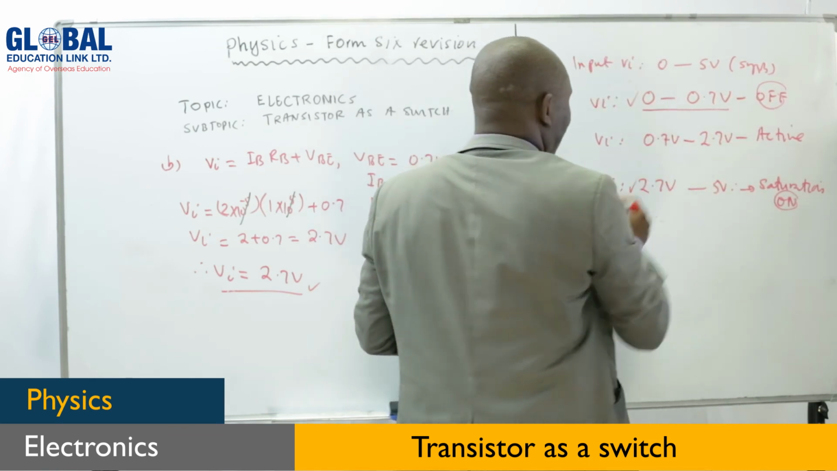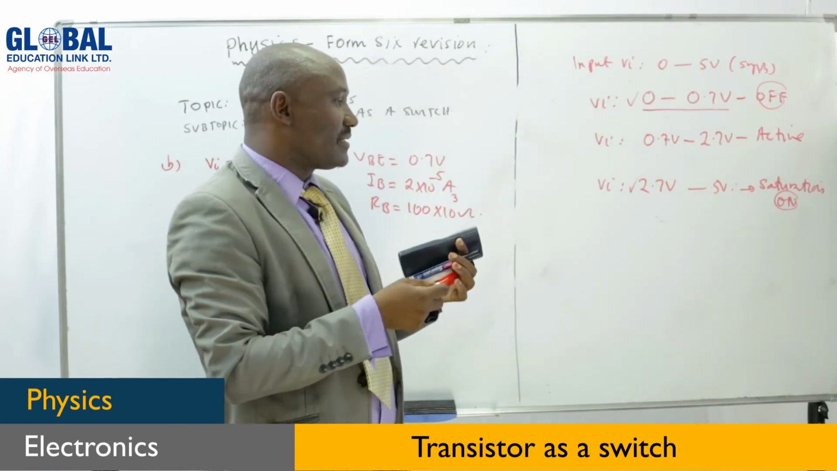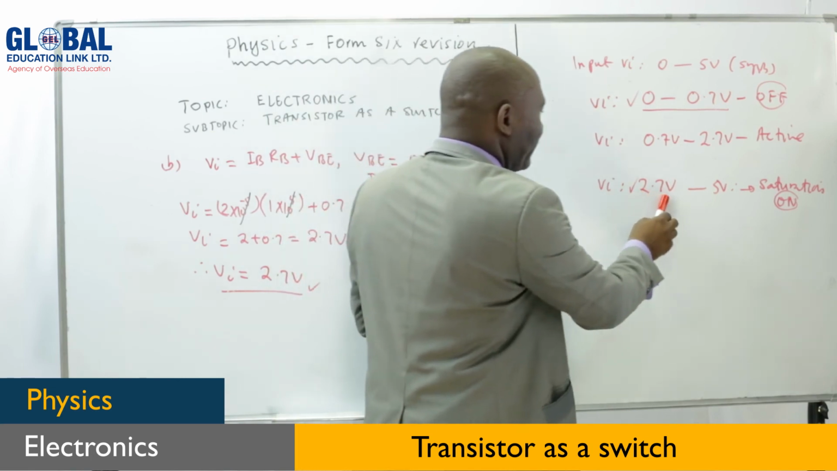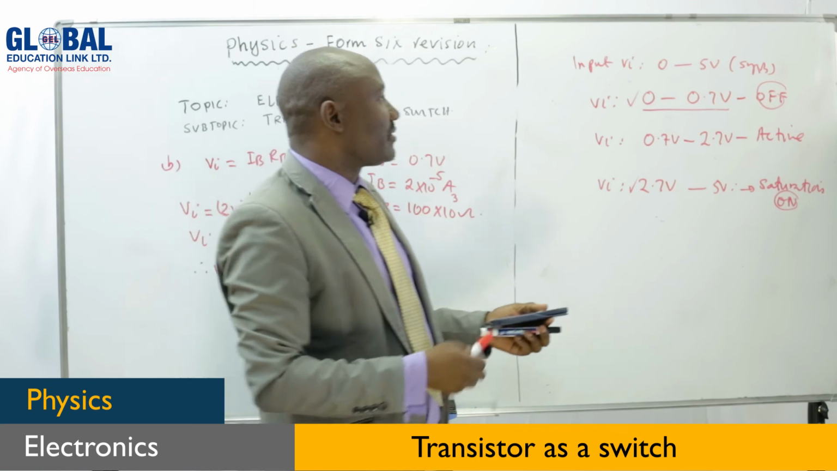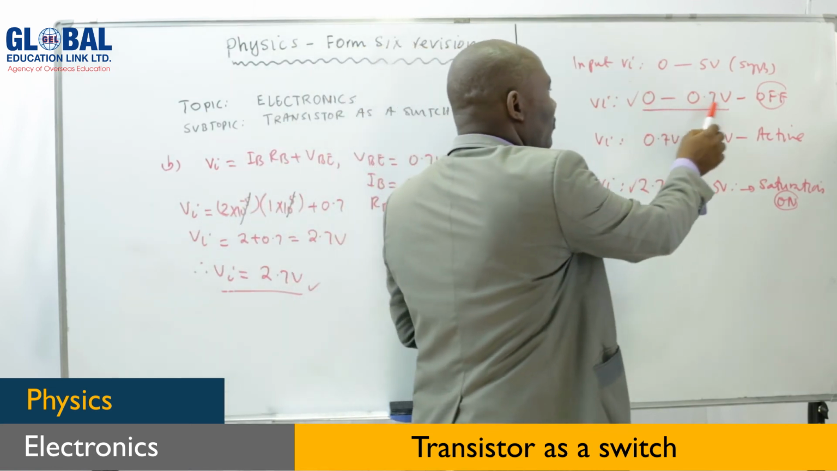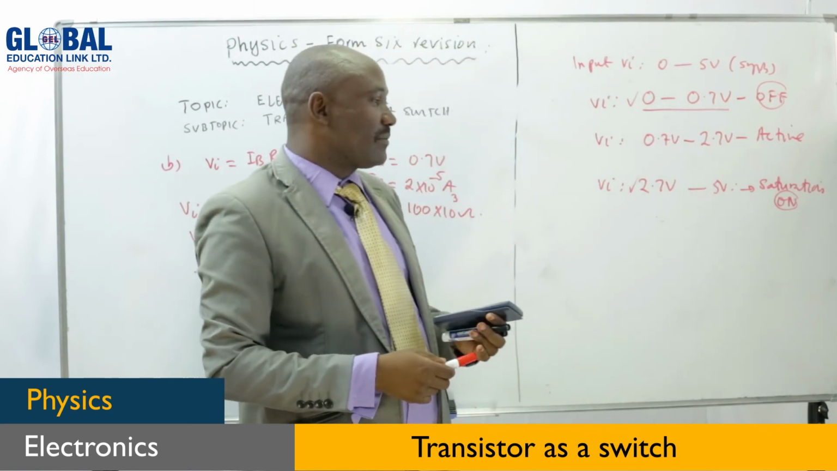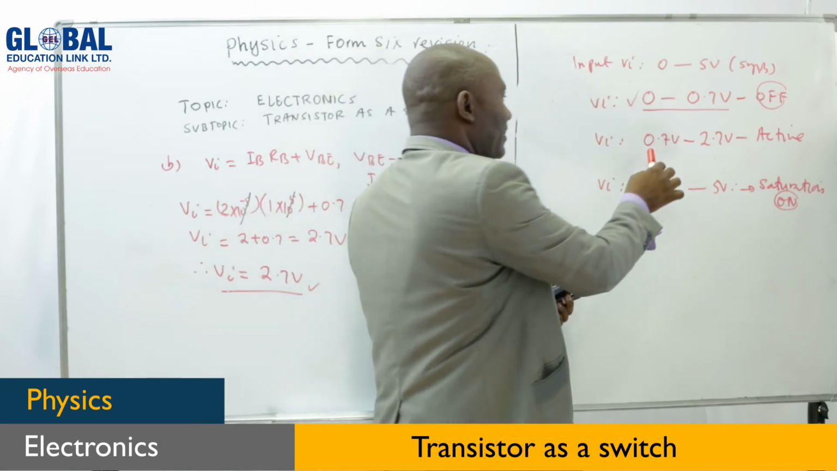According to the question, the answer is the transistor is supposed to be on from 2.7 to 5 volts, when the input voltage is from 2.7 to 5, and the transistor is supposed to be off from 0 to 2.7, but the transistor is supposed to be in the active region when it's from there.